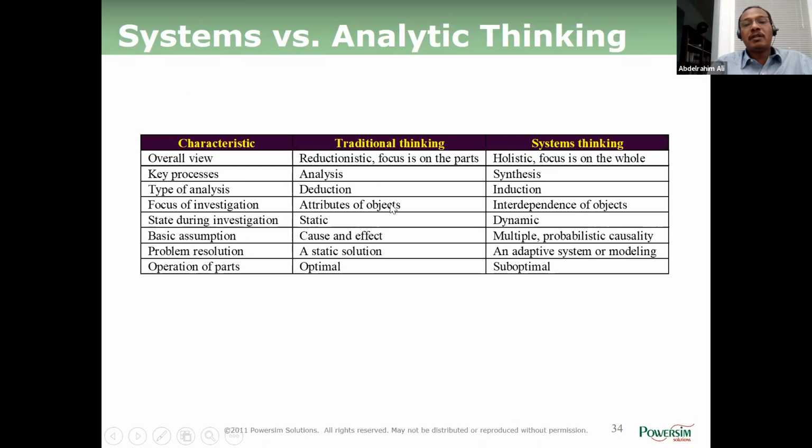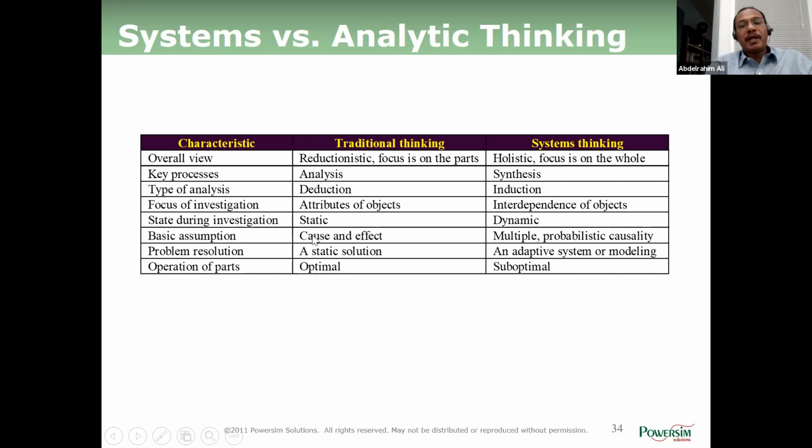The focus of the investigation here is the attributes. The focus here is the interdependence of the objects. The state during the investigation is assumed to be static in traditional thinking. That will be very obvious when we do the modeling in the economic sciences. Usually they have a constant in the equation. They will say, this is a constant. And in real life, there's nothing constant. Everything is moving and in a dynamic situation. So in systems thinking, you think about this dynamic situation and you can represent that.